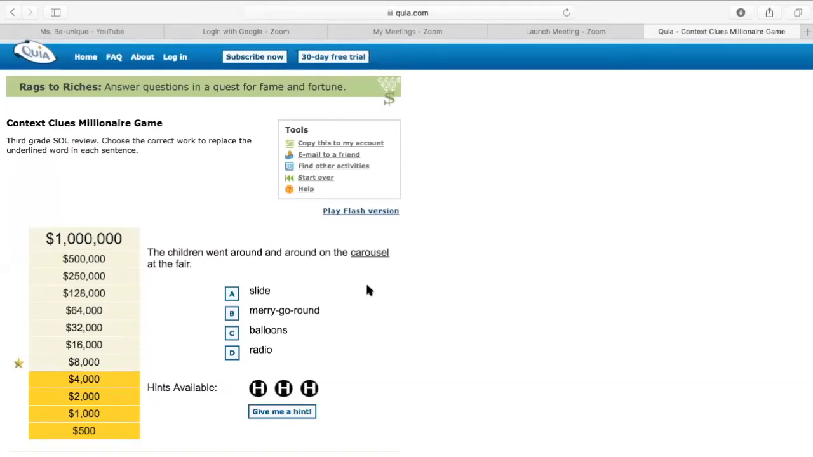All right, next word. We have carousel. The children went around and around on the carousel at the fair. Is it A, slide, B, merry-go-round, C, balloons, D, radio?